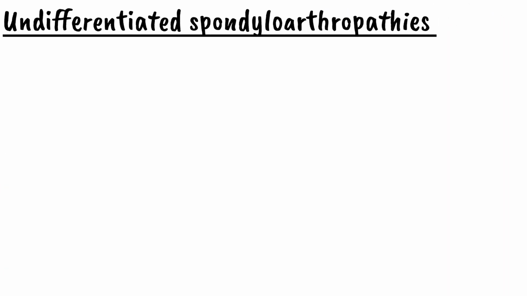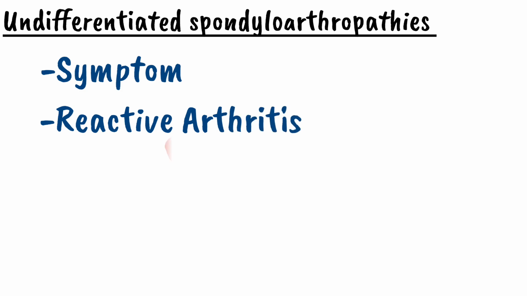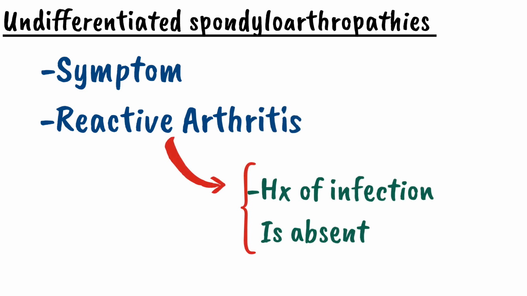The last type of seronegative spondyloarthropathy is called undifferentiated spondyloarthropathy. This term is used when a patient presents with symptoms of reactive arthritis, but the history of a previous infection is absent. So, in the absence of infection, when a patient presents with symptoms of reactive arthritis, this is called undifferentiated spondyloarthropathy.